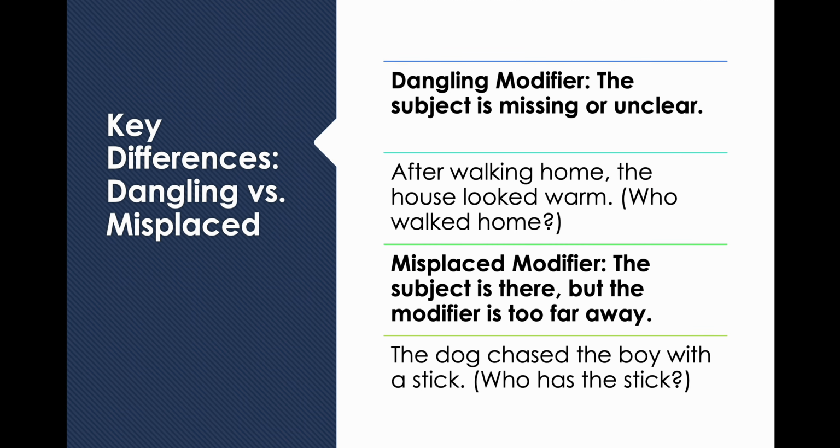Key differences: dangling versus misplaced. Let's summarize the differences. A dangling modifier lacks a clear subject. A misplaced modifier is too far away from the word it describes.